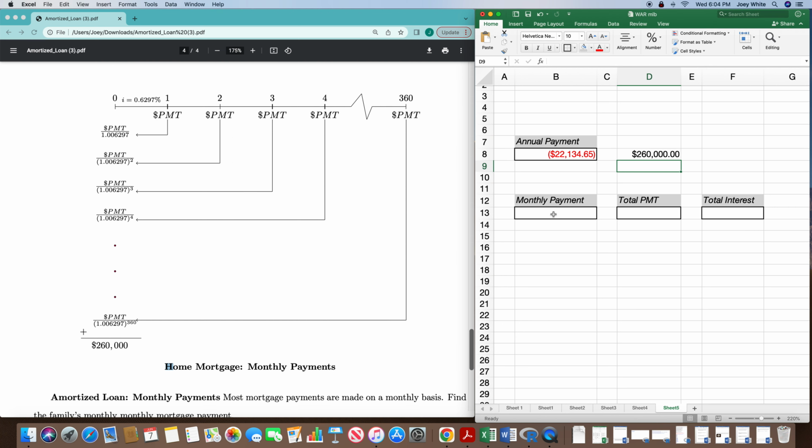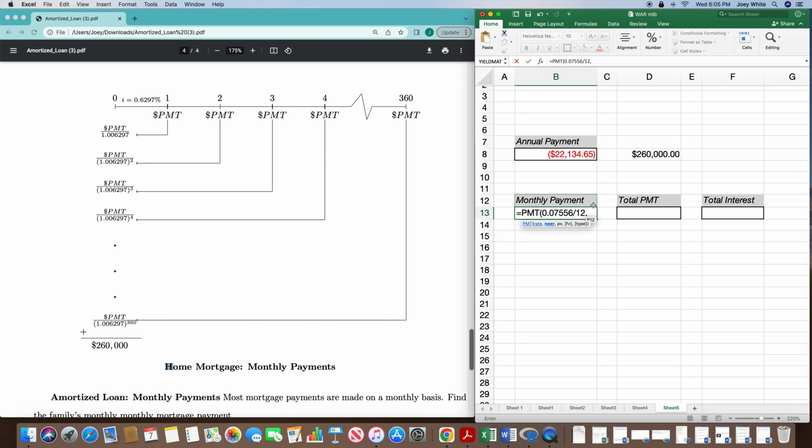Let's find the monthly payment. I'll do equal sign, PMT, open parentheses. This is a periodic rate. You can put in 0.6297%, which is just 7.556% divided by 12. But you can also do the calculation within the function itself, like I'm doing here. I'm taking the decimal form of 0.07556 and using the slash to divide it by 12.